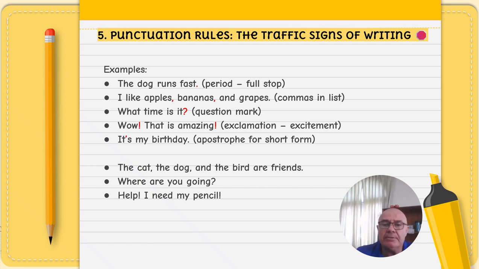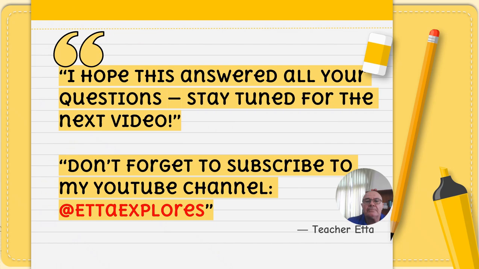The dog ran fast. Period, full stop. I like apples, bananas, and grapes. Commas in a list. What is the time? Question mark. Wow, that's amazing! Exclamation mark, excitement. It's my birthday. Apostrophe for the short form of it is. The cat, the dog, and the bird are friends. Where are you going? Help! I need my pencil. I hope this answered all of your questions.